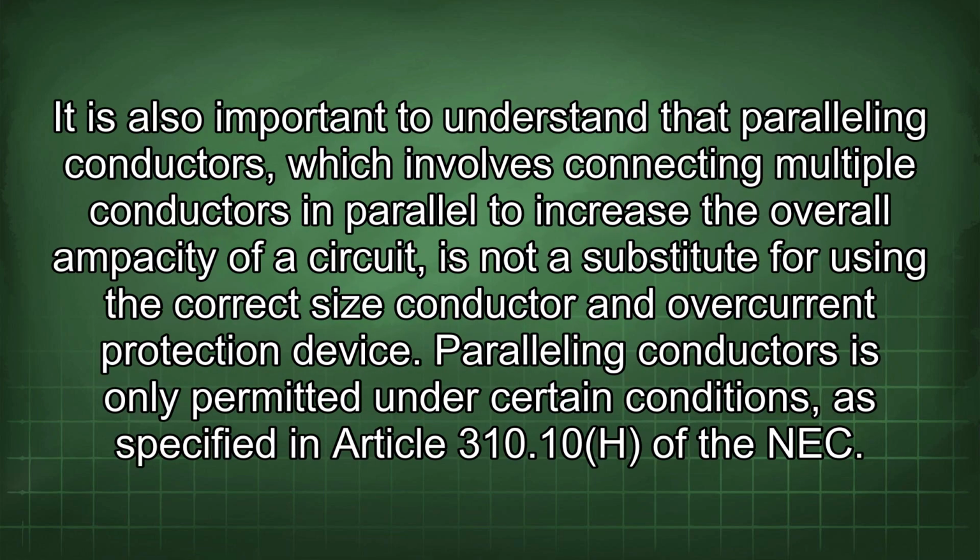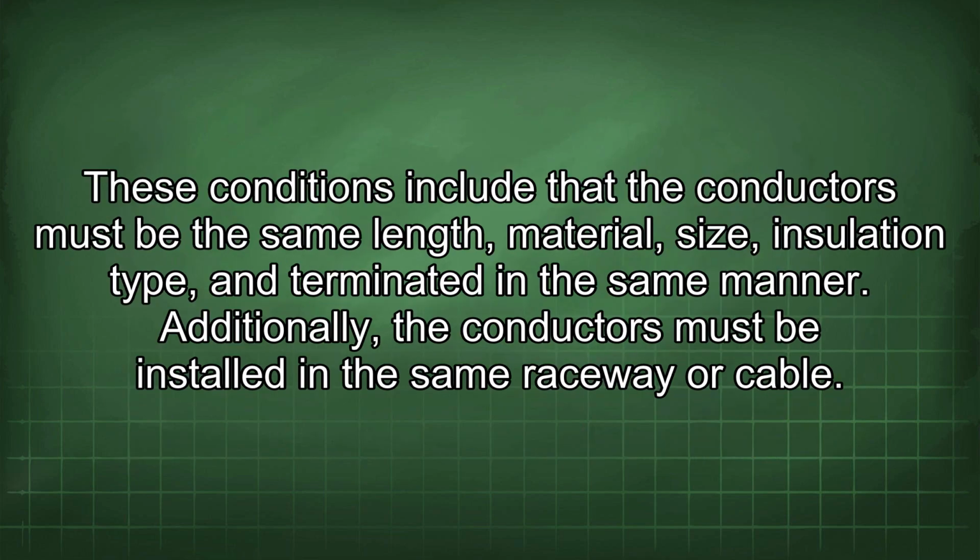It is also important to understand that paralleling conductors, which involves connecting multiple conductors in parallel to increase the overall ampacity of a circuit, is not a substitute for using the correct size conductor and overcurrent protection device. Paralleling conductors is only permitted under certain conditions, as specified in Article 310.10(h) of the NEC. These conditions include that the conductors must be the same length, material, size, insulation type, and terminated in the same manner. Additionally, the conductors must be installed in the same raceway or cable.